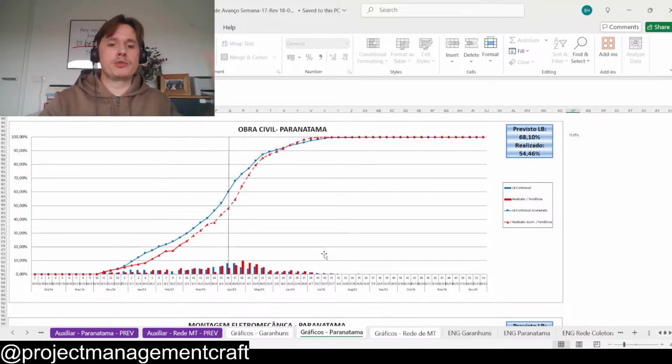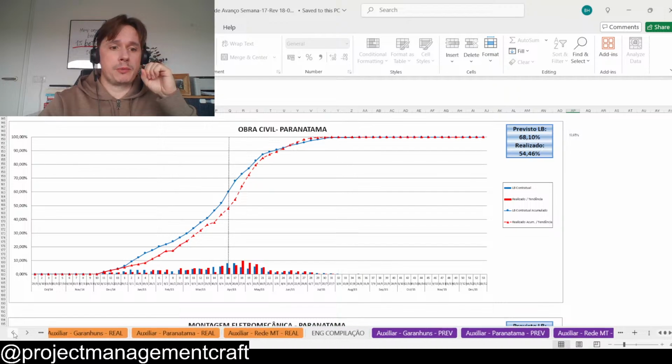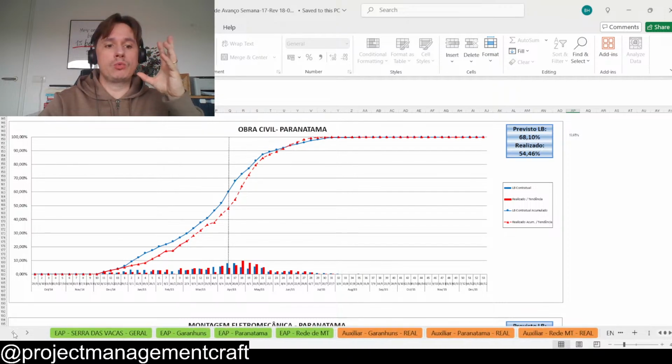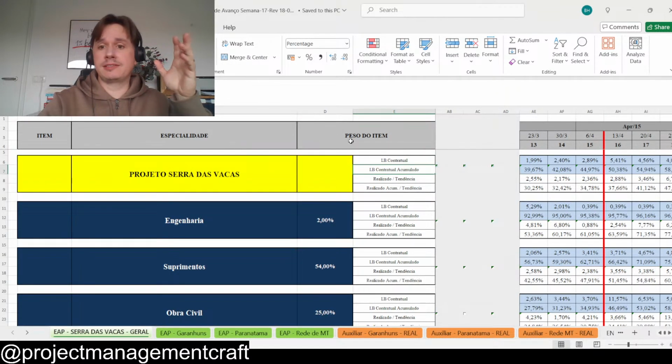So here you see, of course, several sheets, but let me explain them one by one. So what's the idea of the S-curve? This is in Portuguese, so that's why you see some of the names in Portuguese.